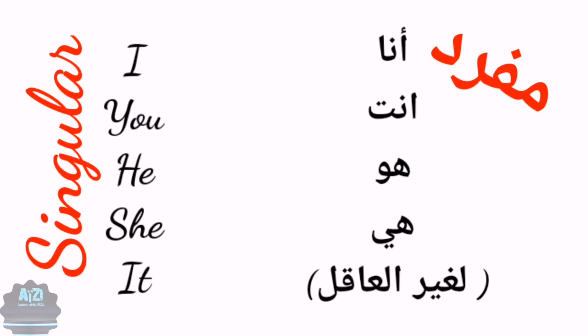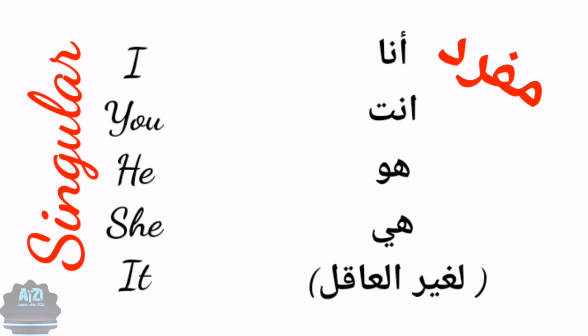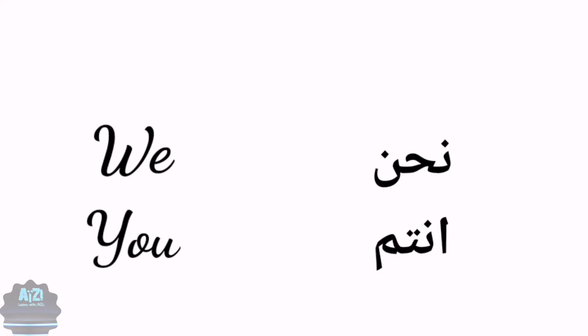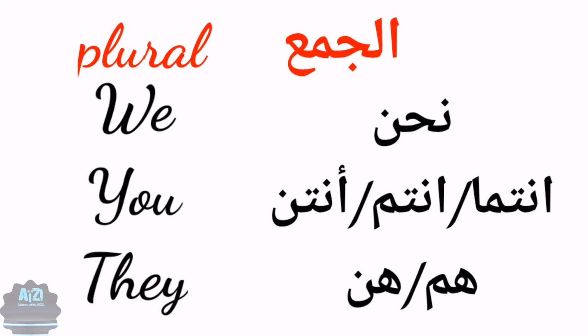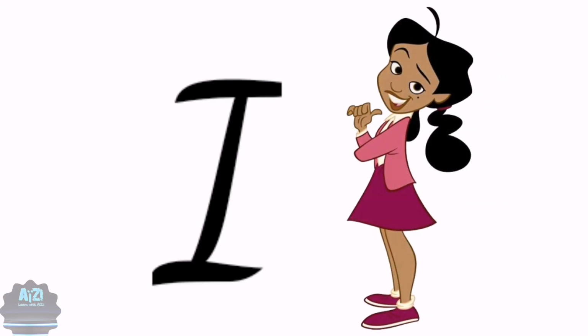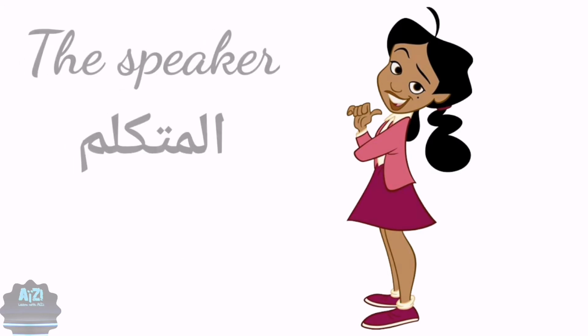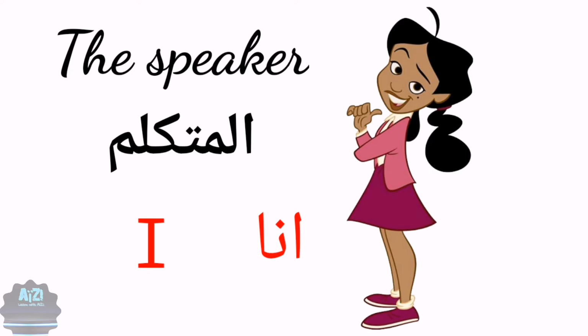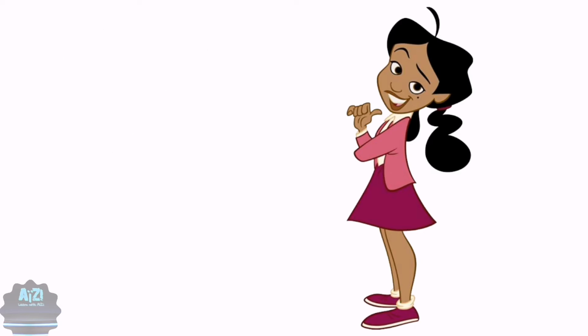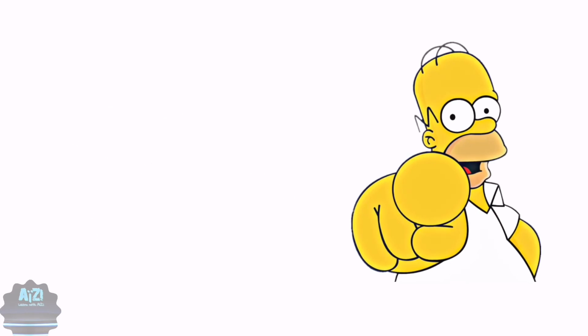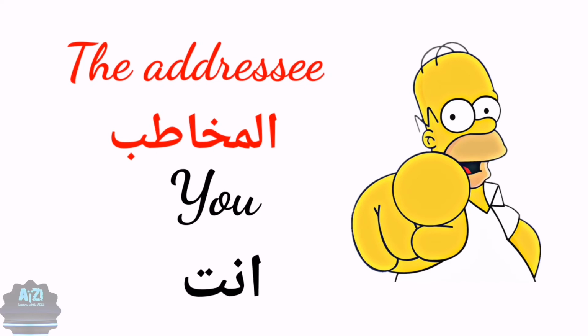For the singular, we use I, you, he, she, it. And for the plural, we have we, you, they. For example, I is for the speaker. When I speak about myself, I use I. It's for me. I use you when I talk to somebody in front of me. You.